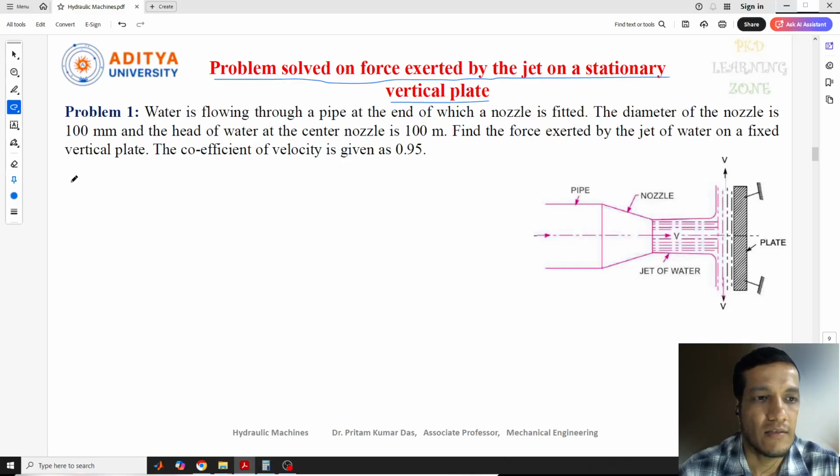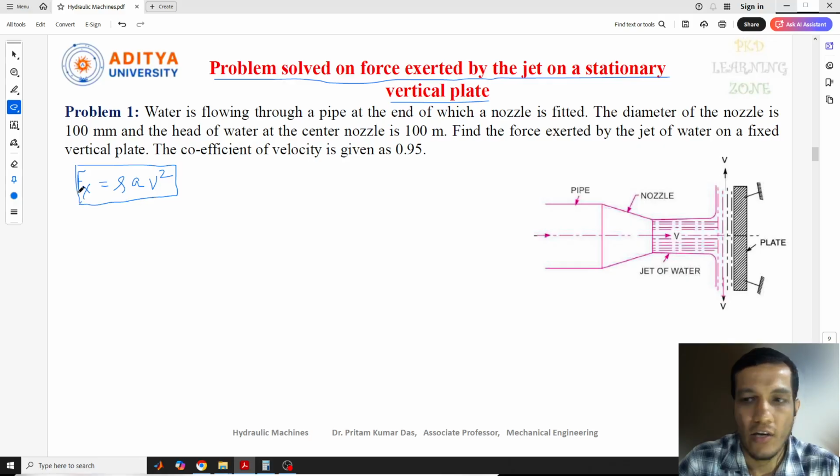So in the last lecture, we have identified that the force exerted by the jet of water, that one we have found, Fx equal to rho a v square. So this is the force exerted by the jet on the fixed plate. This one we got in the last lecture. So this is our formula actually to find out.